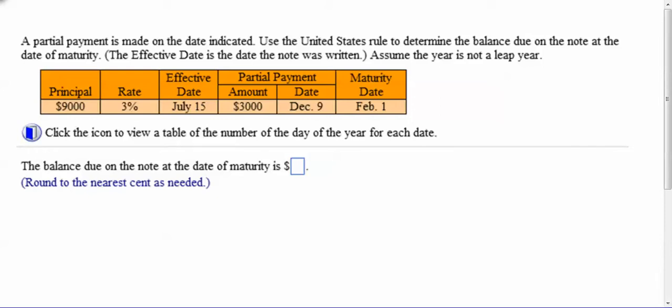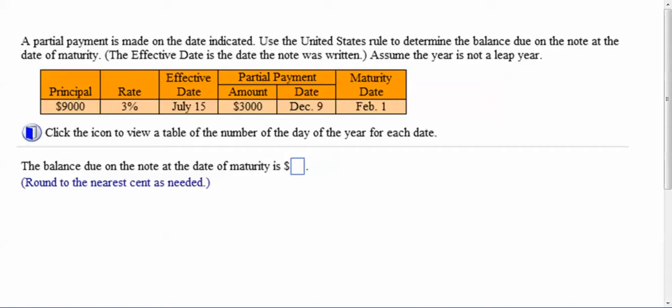This example is from MGF 1107, section 11.2, when it deals with a loan and there's a partial payment prior to the maturity date of the loan. So instead of just paying it once at the end of the loan, you're paying a payment somewhere before the final payment, and then you're also paying it off on the maturity date. So that's called a partial payment.